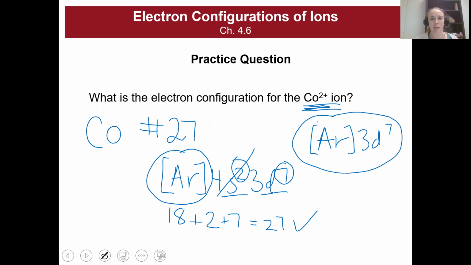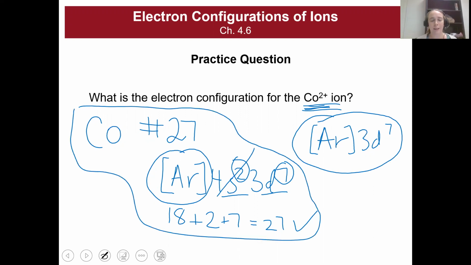So when you're writing these electron configurations for ions, you want to start with the neutral atom and then decide where the electrons are going to be taken away from. Okay, awesome. So let's stop here and then we'll start another video.